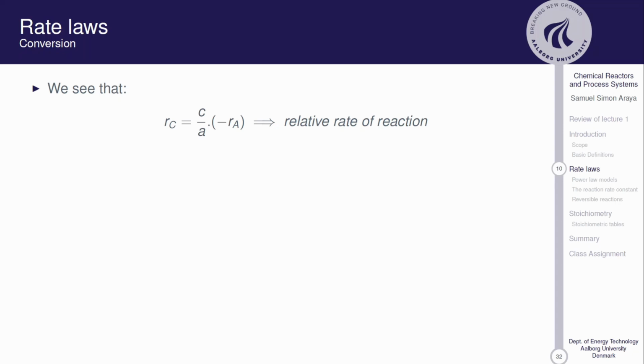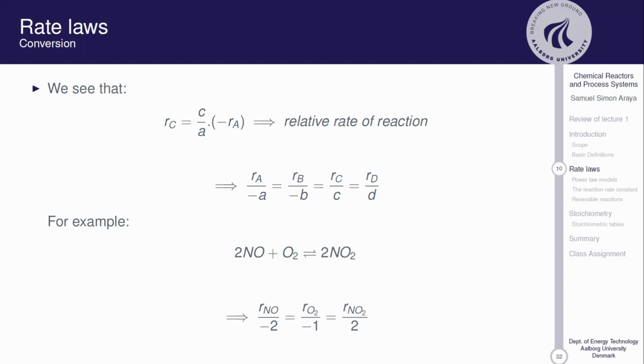So the reaction rates relate to each other, and we call this the relative rate of reaction. And we can, for example, also put it this way: the rates divided by their coefficients are equal. For example, if we have nitrogen monoxide plus oxygen goes to nitrogen dioxide, then the rates will relate. We just divide the molecules by their respective coefficients, and we have this relationship between the different rates of reaction.